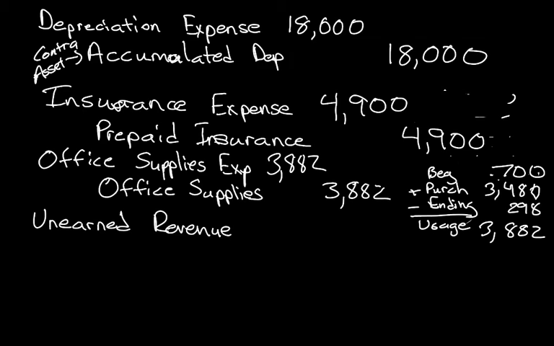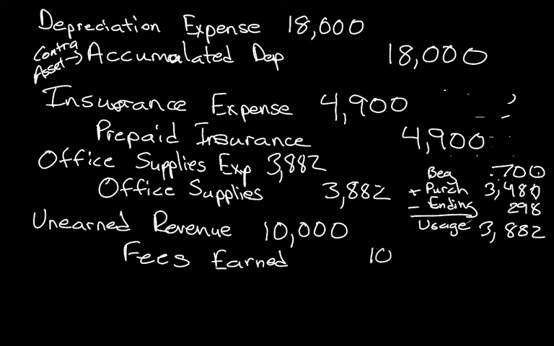And 2/3 of 15,000 is 10,000. So $10,000. And we're going to credit our revenue accounts, or let's call it fees earned. So now it's going to go from unearned to earned, and fees earned is a revenue account. And we're going to credit that account $10,000 because the revenue account increased.